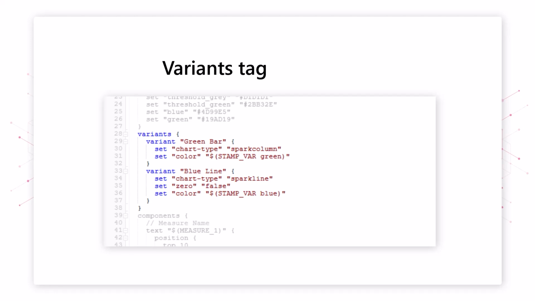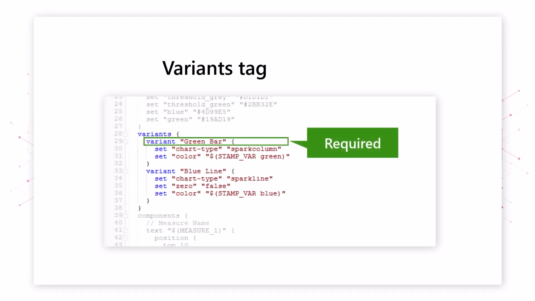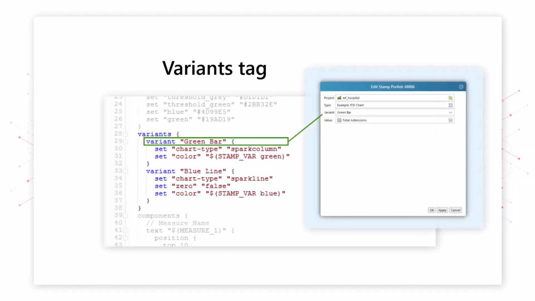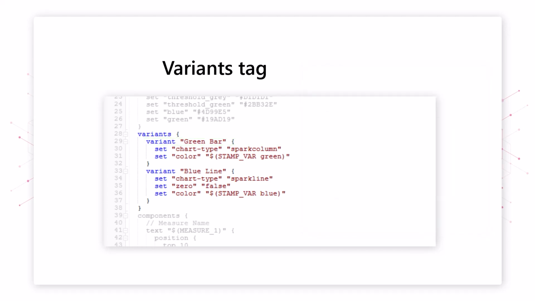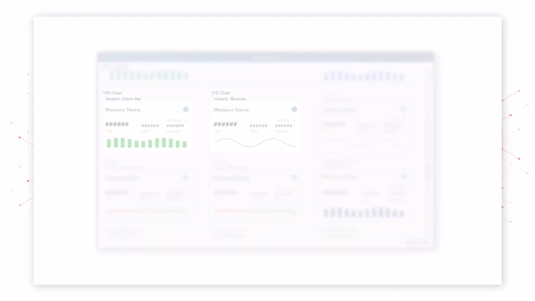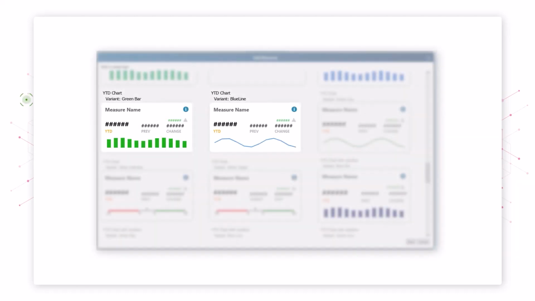The variant name, for example green bar, is a required element. The name appears in the variants pull-down in the Edit Stamp Portlet dialog box when a DivePort administrator configures a stamp portlet for a stamp that includes one or more variants. If self-service is enabled for the stamp, the variant name also appears above the image of the stamp in the gallery of stamps the end user sees when adding a stamp to a self-service page.